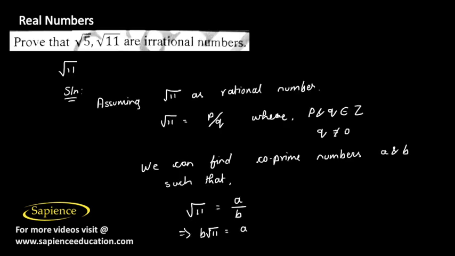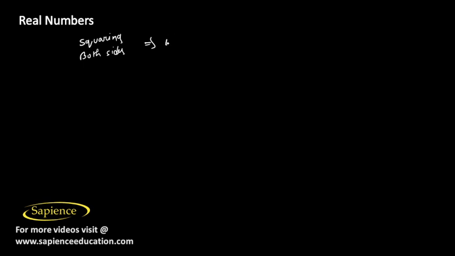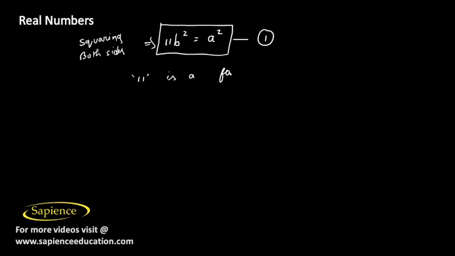So now squaring both sides, we will get b square, root 11 square will become 11. So 11 b square is equal to a square. And let us consider this as equation 1. Now we can conclude that 11 is a factor of a square.